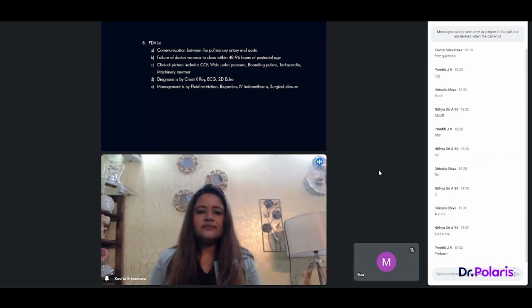Okay, diagnosis is made by chest X-ray, ECG, and 2D echo. As I mentioned, all the cardiac diagnosis is made by a combination of X-ray, ECG, and echo. Management is basically fluid restriction, yes, because we don't want the baby to go into overload symptoms. IV indomethacin or ibuprofen. So ibuprofen is given orally, which helps in the closure of PDA. If not orally, the response is not seen in certain cases, or babies who are very, very sick cannot take oral intake of ibuprofen. Those who are kept NPO, we can give a trial of IV indomethacin. And surgical closure is the treatment of choice.